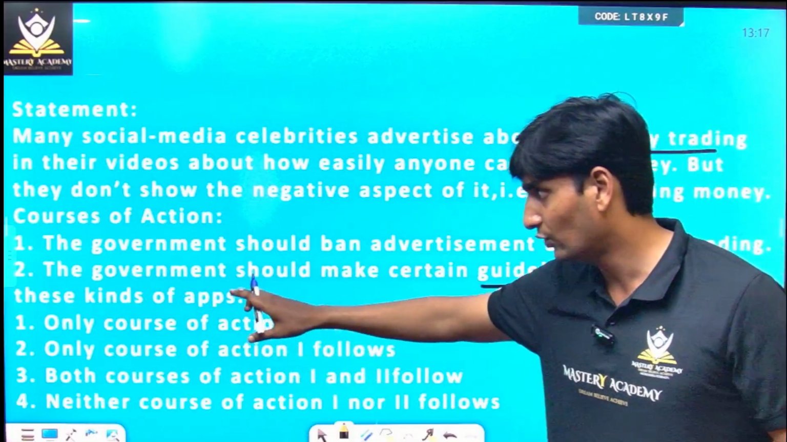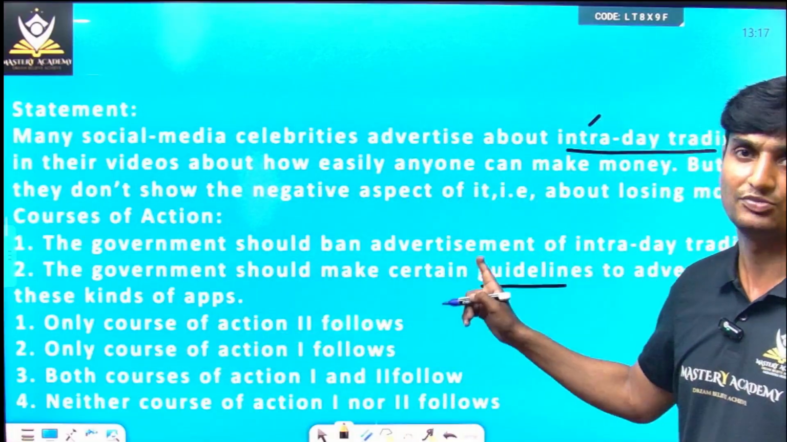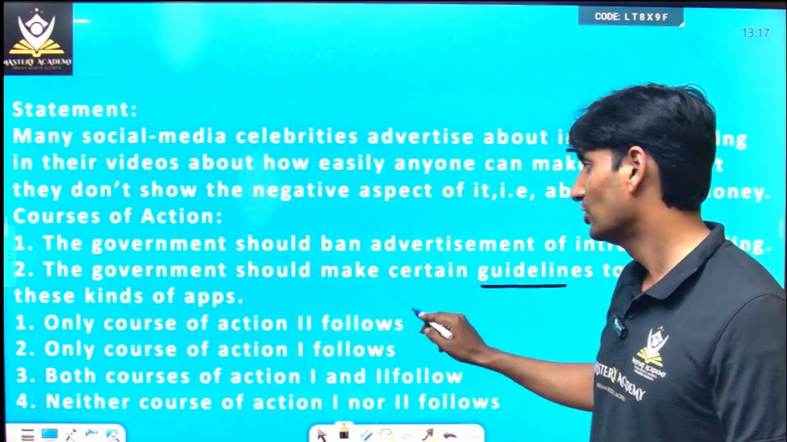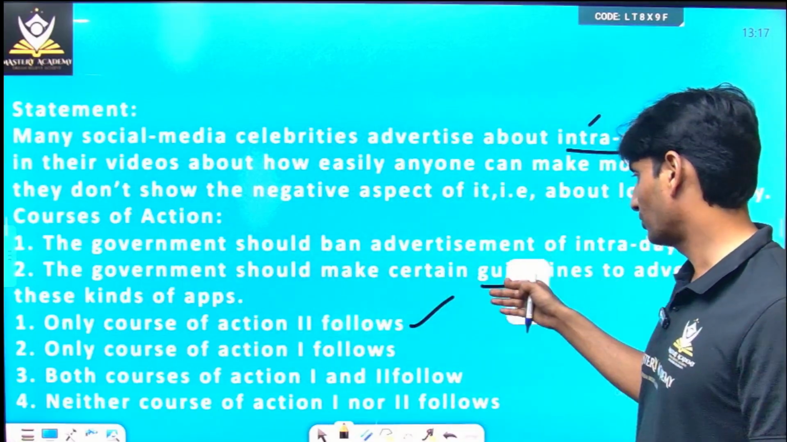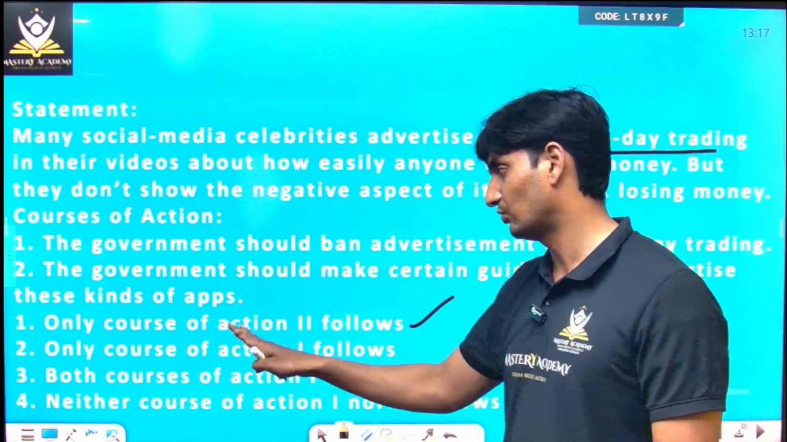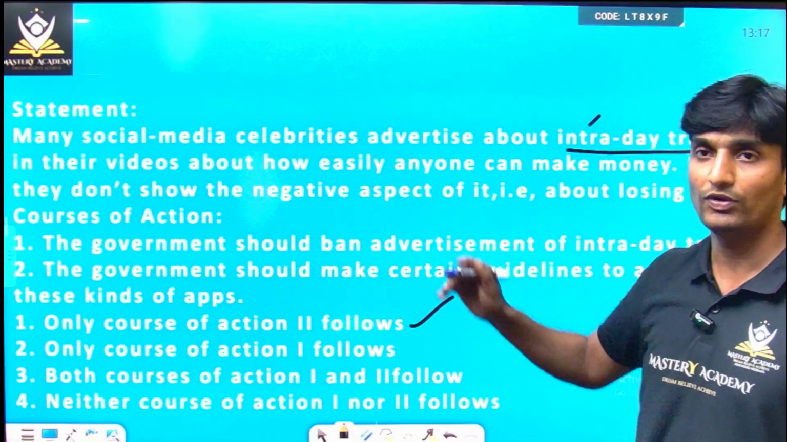So now you will have to look at the option. Only course of action 2 follows. Yes, only the second option that they have given here, only that fits in. So only that one follows, option number A. So in the same base, there are four options here, only one follows, only two follows, both the courses of action follows. Whatever fits in, you will have to apply.